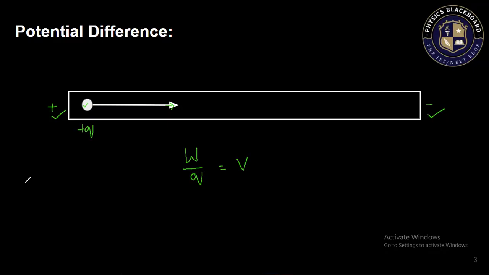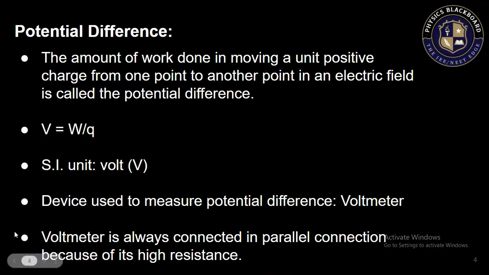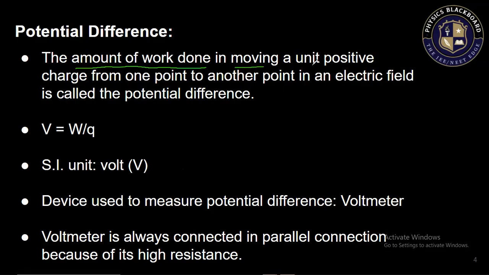Let's see the definition of potential difference, how we can define it in a better way. The definition of potential difference is the amount of work done in moving a unit positive charge from one point to another point in an electric field, that is, through the conductor. As in the previous slide, we have seen that because of the potential difference across two points in the conductor, a charge will start to move from high potential to low potential. This is what we call potential difference.